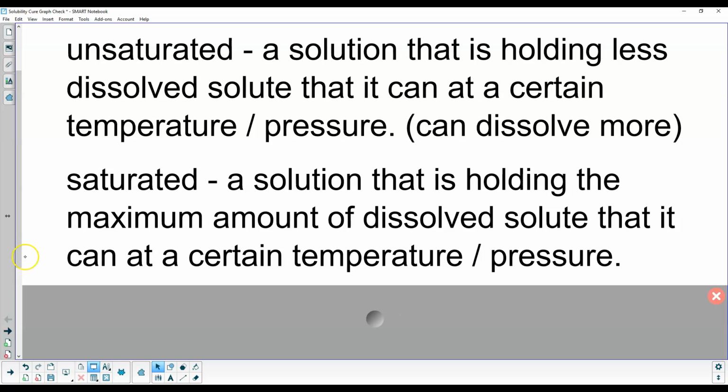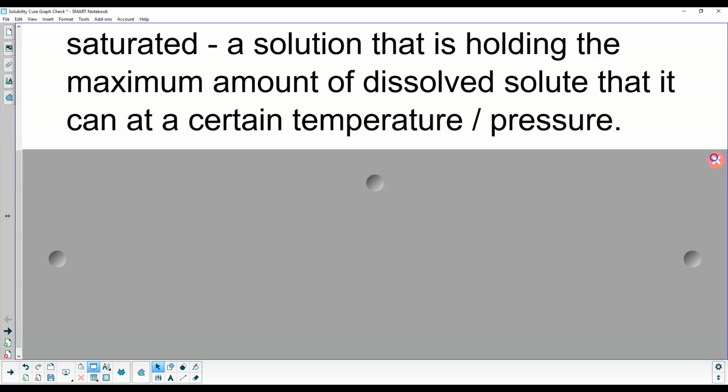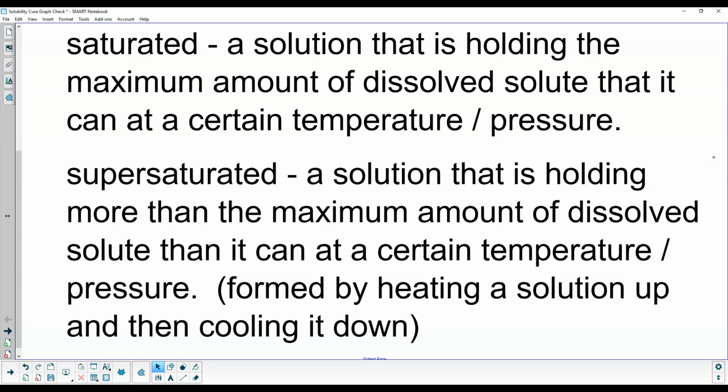So we have unsaturated and saturated. The last one is supersaturated. Anything that is supersaturated is a solution that is holding more than the maximum amount of dissolved solute that it can at a certain temperature and pressure. You might say, how can it hold more? Well, to supersaturate a solution, you take it to its saturated point, and then you increase the temperature, you heat it up. As you notice by looking at those graphs, usually when the temperature goes up, the amount of solute that can be dissolved increases.